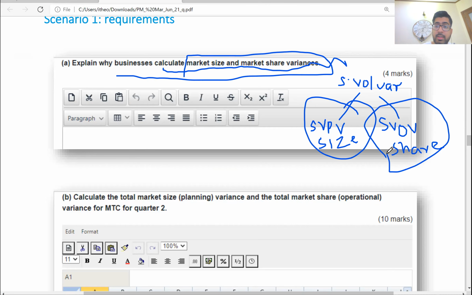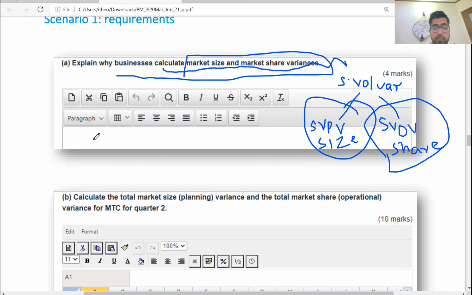This answer which I'm telling, and which the examiner will expect, applies to any question like this. If the question comes, why do businesses calculate material price planning and material price operational? Same answer. Why labor rate planning and labor rate operational? Same answer. Why sales price planning and sales price operational? Same answer. Why labor efficiency planning and labor efficiency operational? Same answer. Why market size, sales volume planning, and market share, sales volume operational? Same answer.